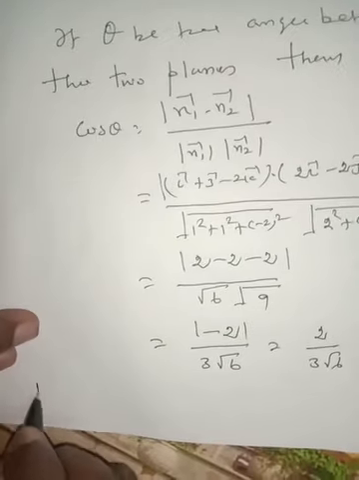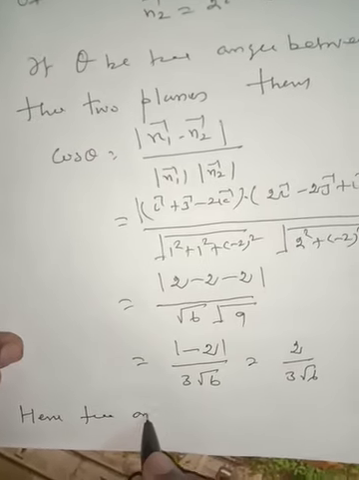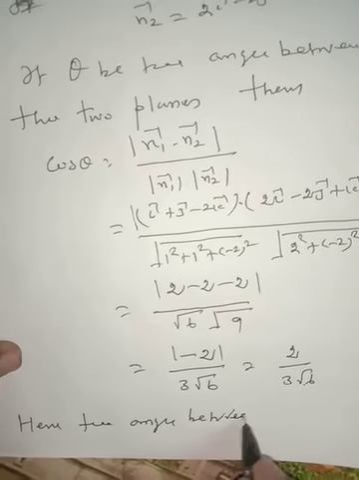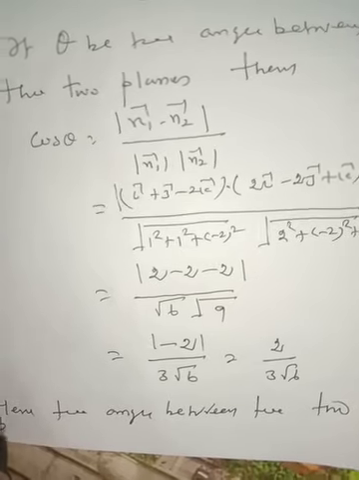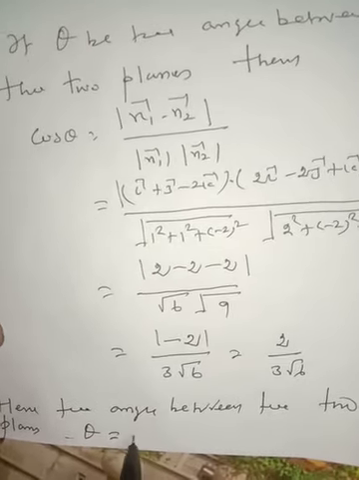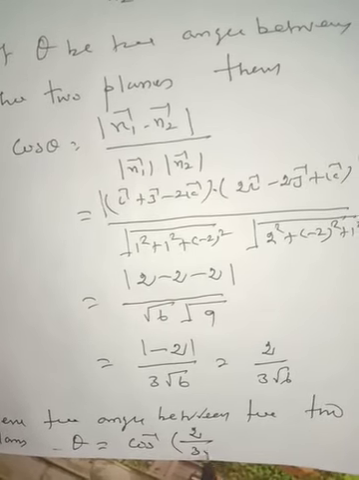Hence the angle between the two planes, theta is equal to cos inverse of 2 divided by 3 root 6.